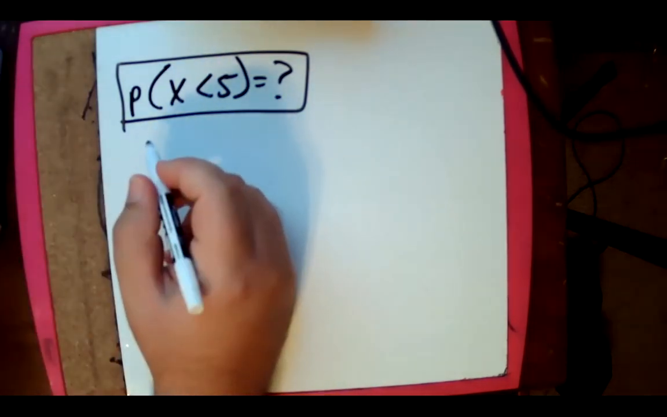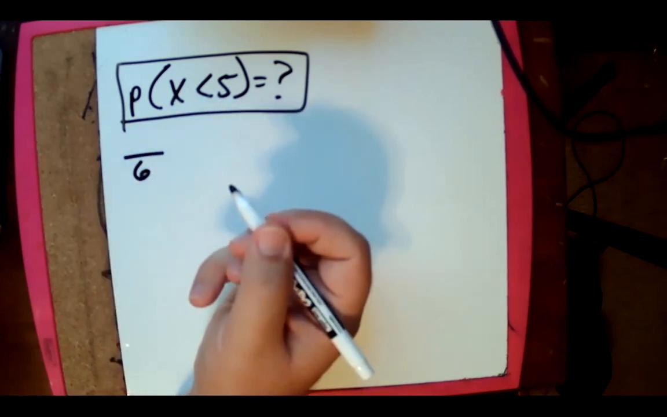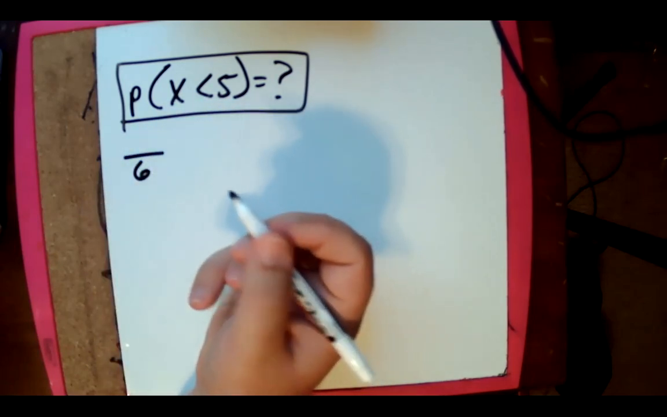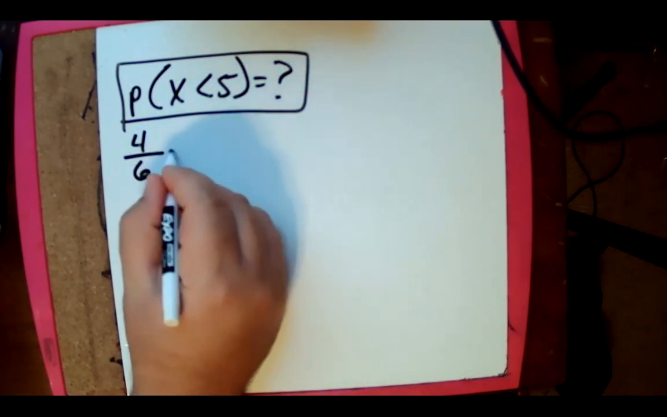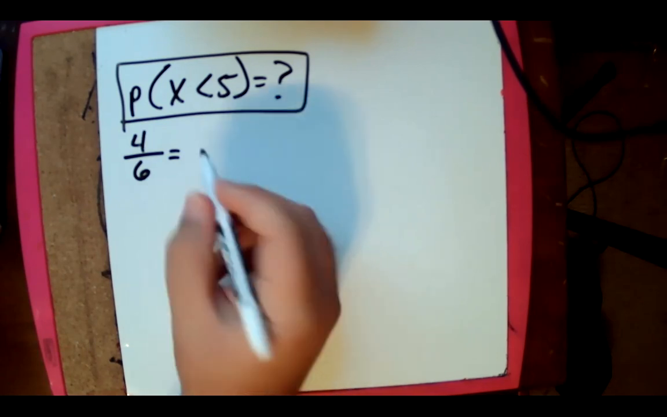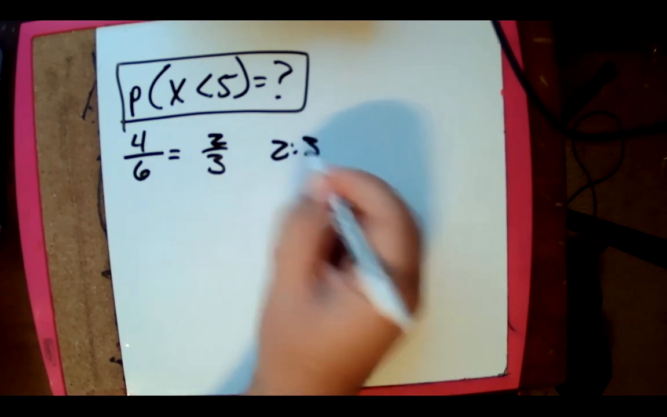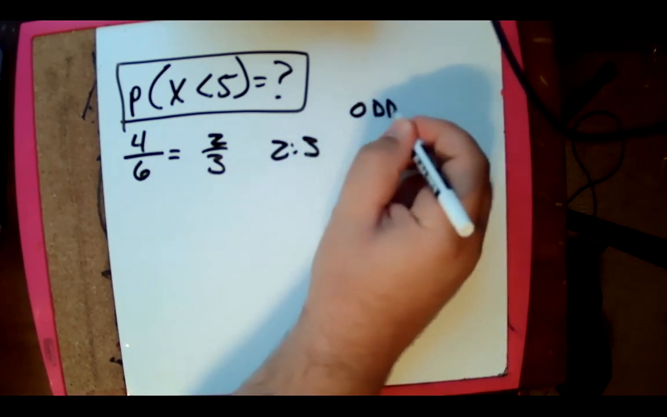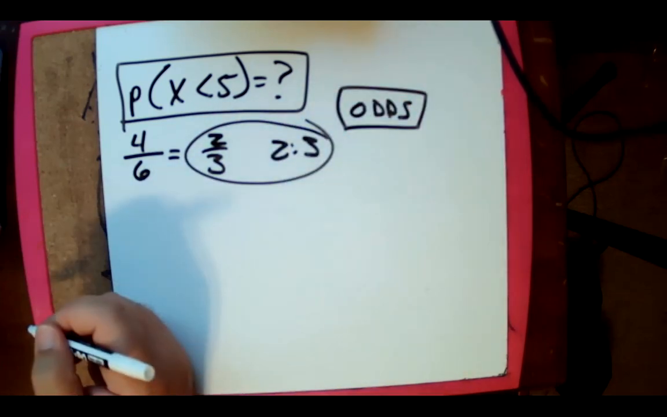So if it's a die again, there are still 6 possible outcomes. And then how many scores are less than 5? Well, there are 4 of them: 4, 3, 2, and 1, all less than 5. So we could say it's 4 out of 6, or it's 2/3, or 2 out of 3. And that would be how you express this problem in terms of odds.